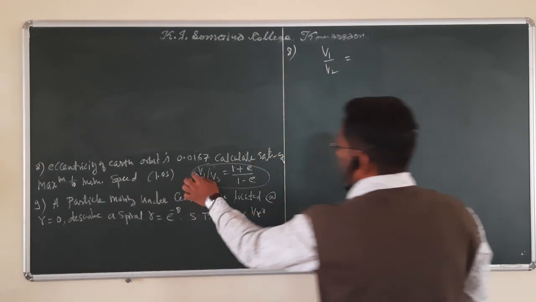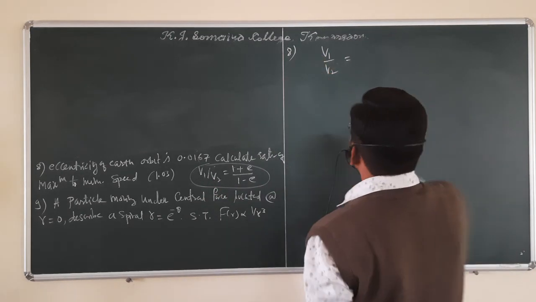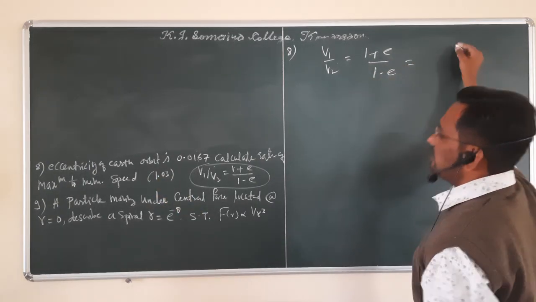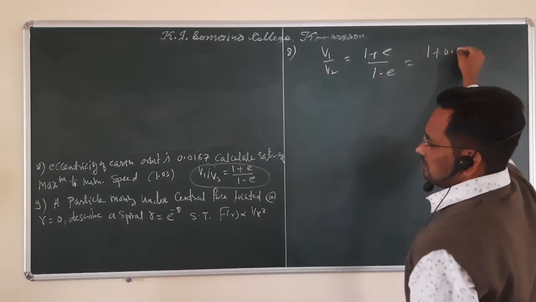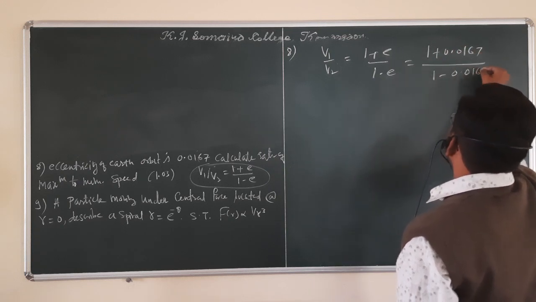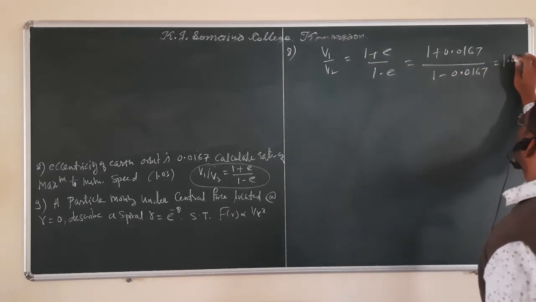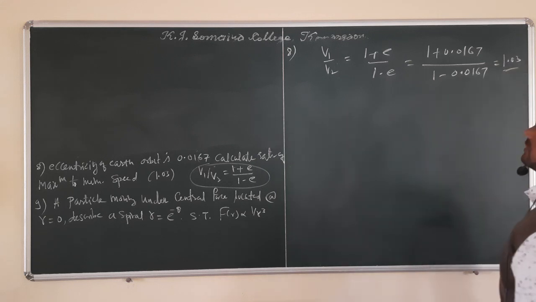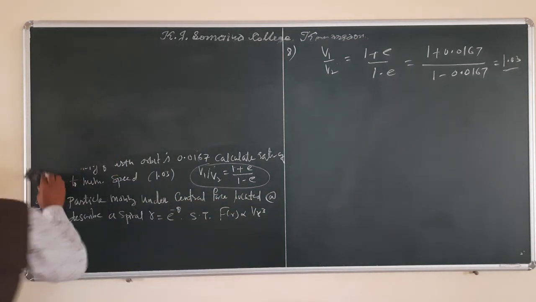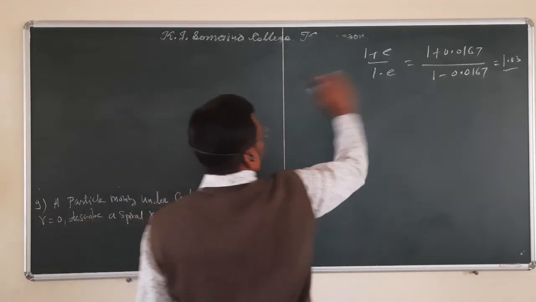Now v1 is maximum speed and v2 is minimum speed. So this is at perigee and this is at apogee, which is (1 plus e) divided by (1 minus e), is equal to, eccentricity is 0.0167, divided by 1 minus 0.0167. So you will get answer as 1.03. So this is the required answer. Now we are moving to last problem of this chapter number 2. So problem number 9.